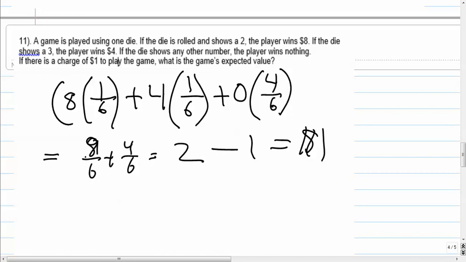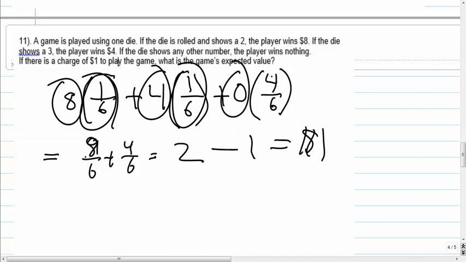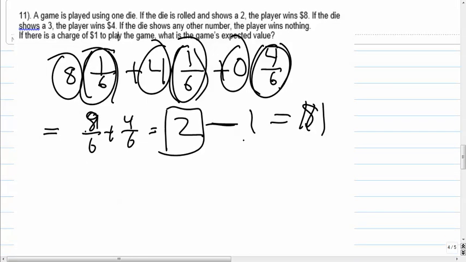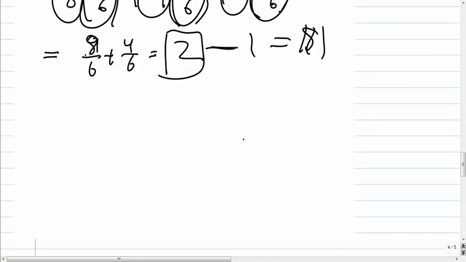Remember, how much can you win? What's the probability of winning that? How much can I win? What's the probability of winning that? How much can I win? Probability of winning that. Add that all up, you get a number. Then simply subtract off the cost of the game. And so that's $1. And that is it.